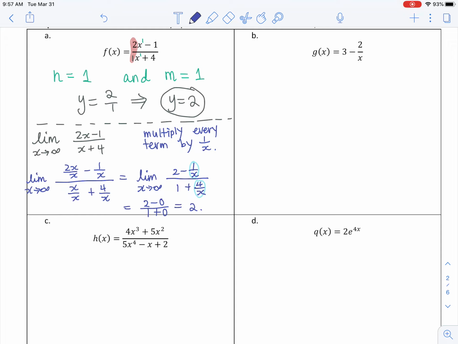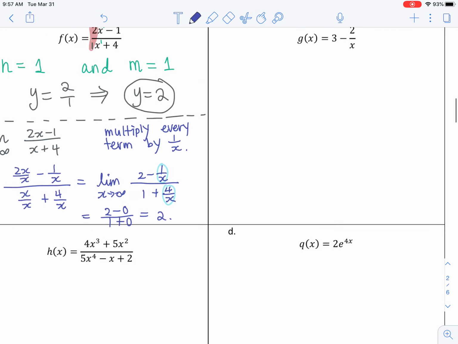So both methods are fine. The bottom that I just did with you, that's using the limit definition of horizontal asymptote. But you are more than welcome to just go with the case by cases if you want to. But B, look at B.